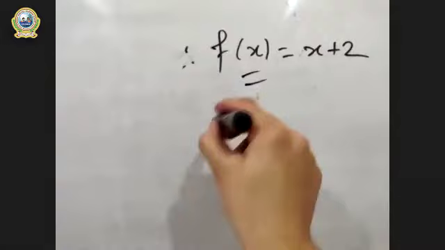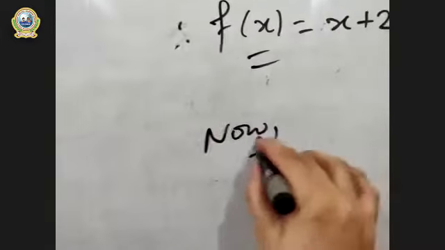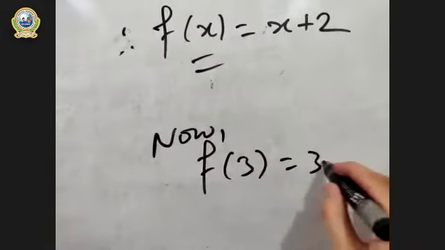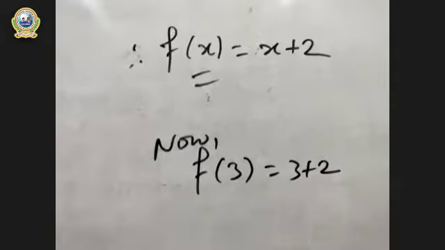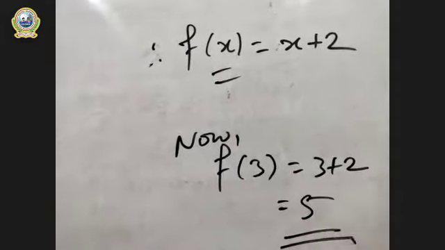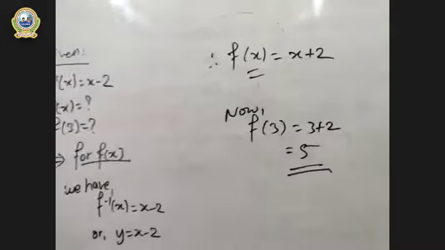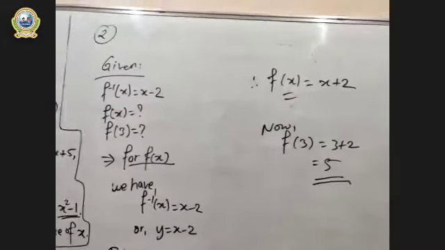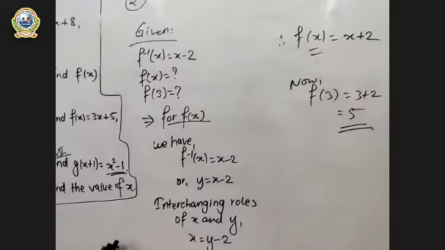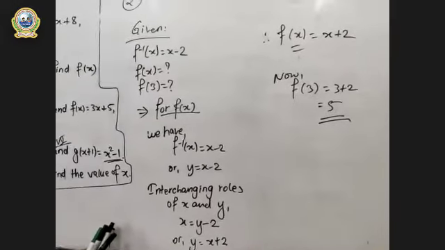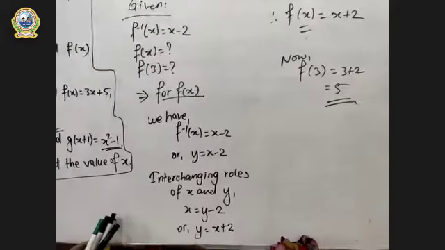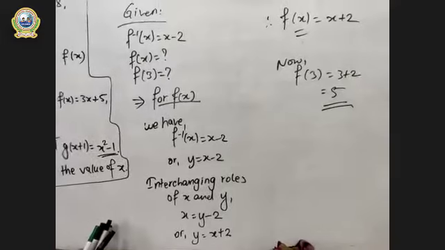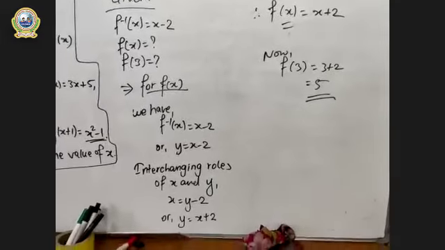Now F3 will be 3 plus 2, right? Replace the X by 3. Now it will be 5. Very easy. Is this clear? This is a very simple question. Are you clear up to this? First of all, calculate Fx by using the inverse method and then calculate F3.